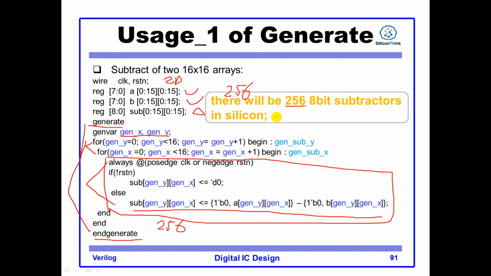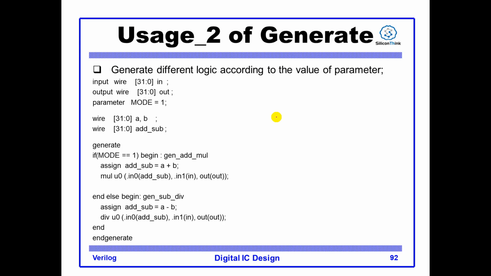Okay, this is the first usage of generate. Let's see the second usage. Generate can also be used to generate different logic according to the value of a parameter. Just read the code here.